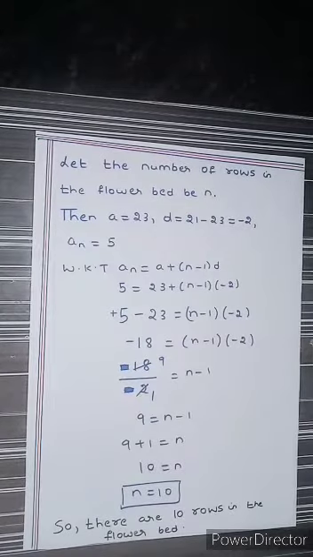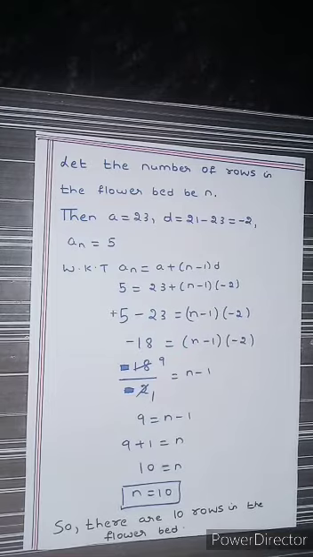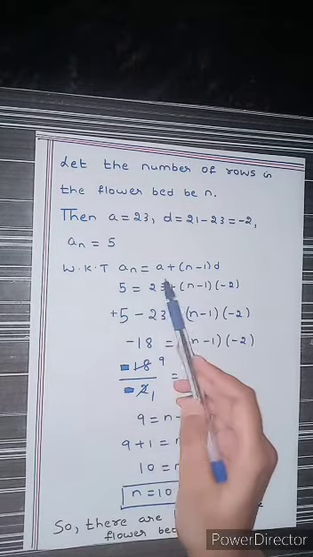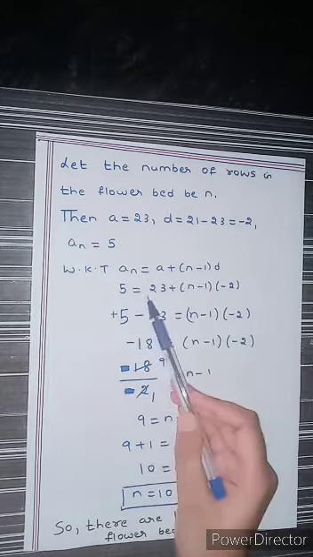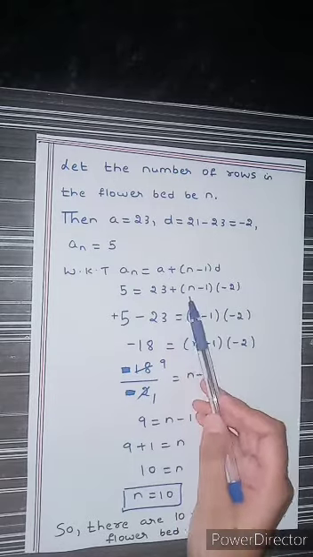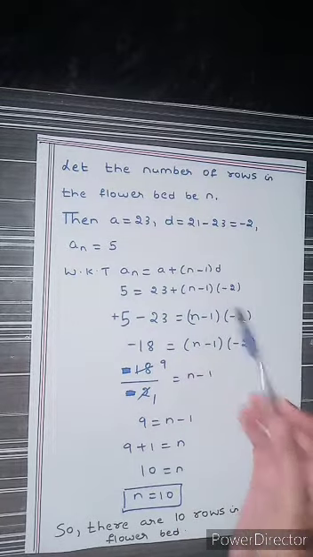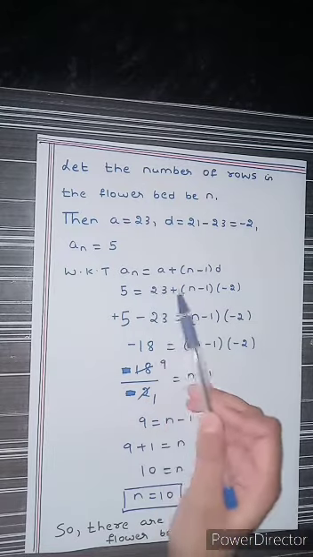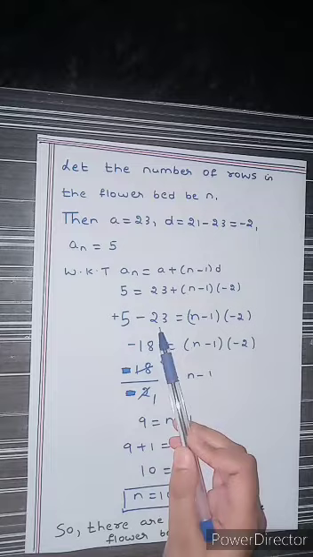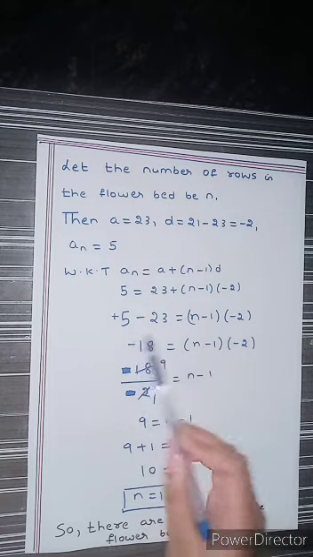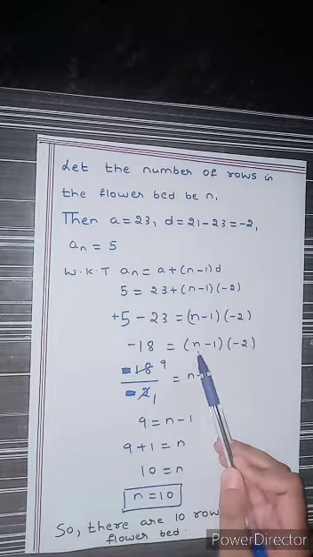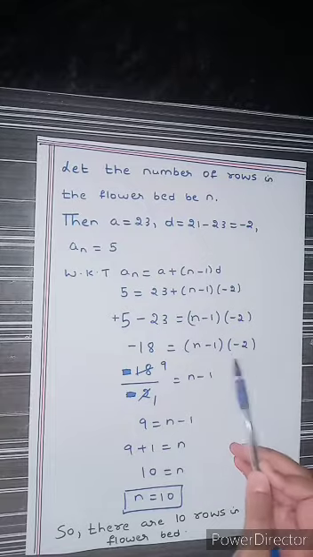Okay. As I told you, if they form an AP, we have to find the value for N. We already know the nth term value. So we have to use the formula for AN. Okay. AN equals A plus N minus 1 into D. Here AN is 5, right? First term is 23. Now N minus 1 into D. Common difference is minus 2. Okay. Shift this to left hand side. Shift 23 to left hand side. Plus 5 minus 23 equals N minus 1 into minus 2. 5 minus 23 is minus 18 equals N minus 1 into minus 2.